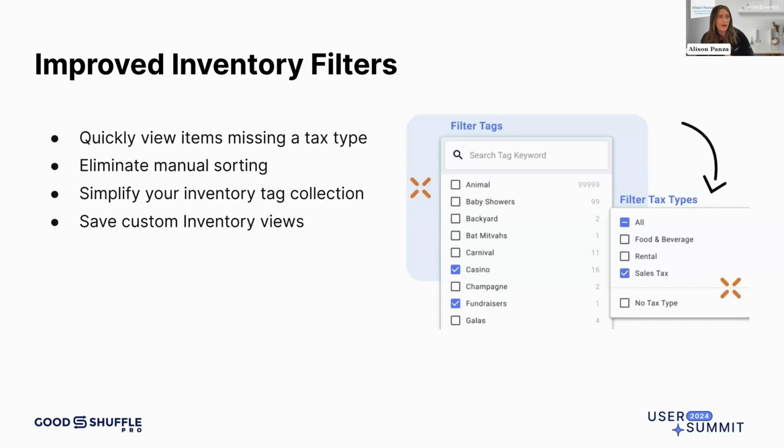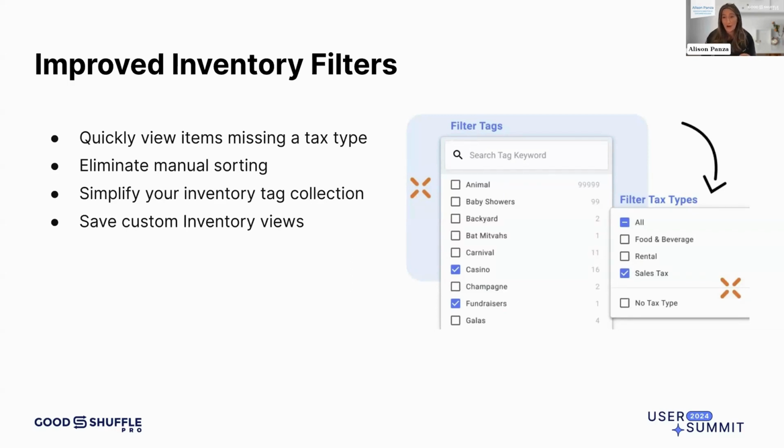So the first that we'll talk about here is the improved inventory filtering. So as you can see here on the right, you now have the ability to filter by tags and filter by tax types. So one use case for this is to quickly view items missing a tax type.